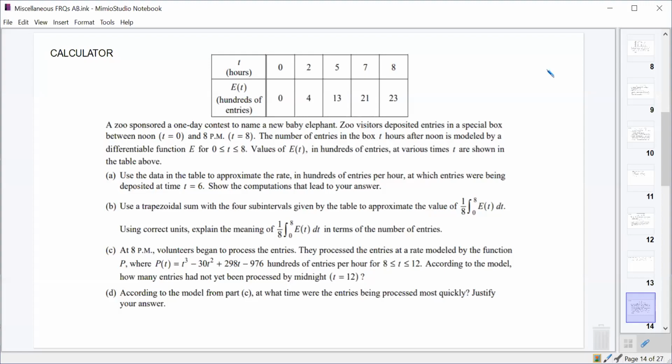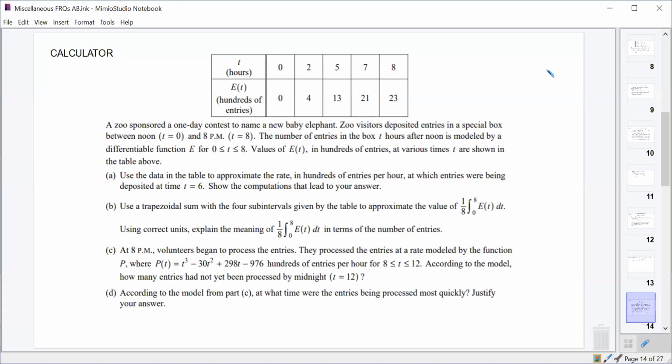If we're looking here at part D, just to give people a basic rundown, if you weren't working on this one last night, even though you should have been, we're trying to name an elephant or something, and there's people putting entries into a box, and E of T is the number of entries in the box, not the rate, but the number of them.